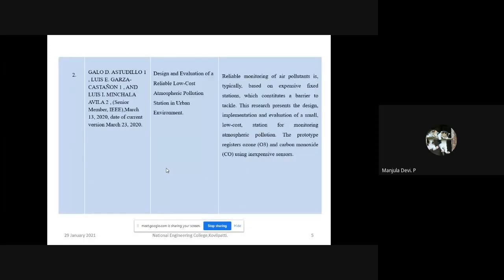Next, this is another paper. This is the design and evolution of a reliable low-cost atmospheric pollution station in urban environment. This research presents the design, implementation, and evolution of a small low-cost station for monitoring atmospheric pollution. The prototype registers ozone and carbon monoxide using inexpensive sensors.